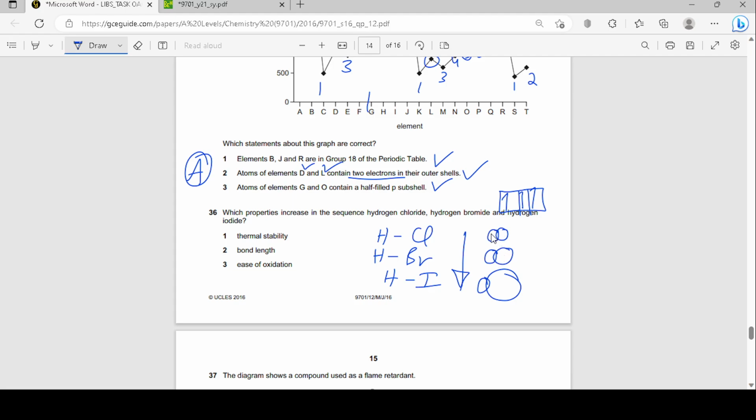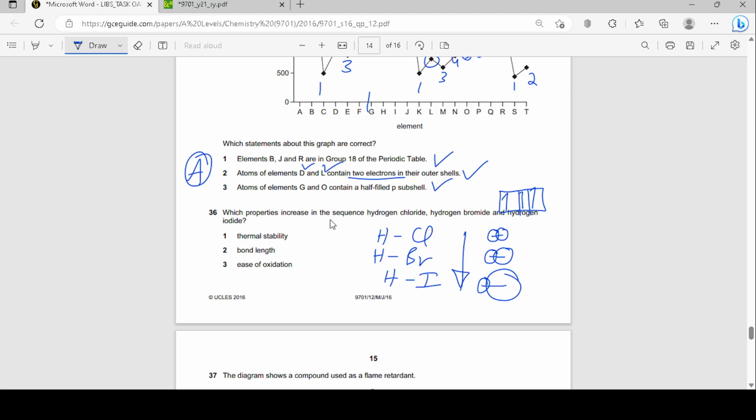So basically because the halogen atom is increasing in size from Cl to Br to I, right? That means that the bond length here will increase, right? There will be a greater distance between the nuclei of the halogen and H. So if the bond length increases, then the bond is weaker, right? Bond length is inversely proportional to bond strength. So if bond length increases, then the bond is weaker.